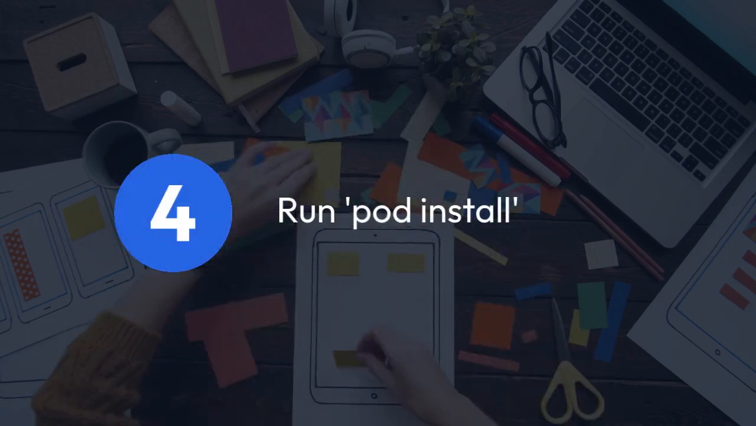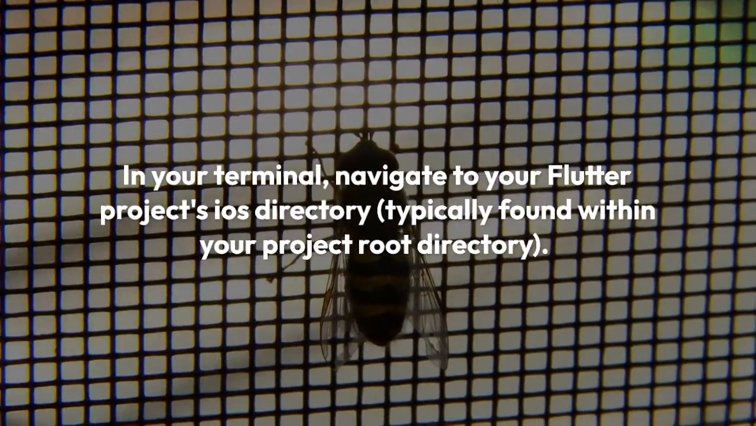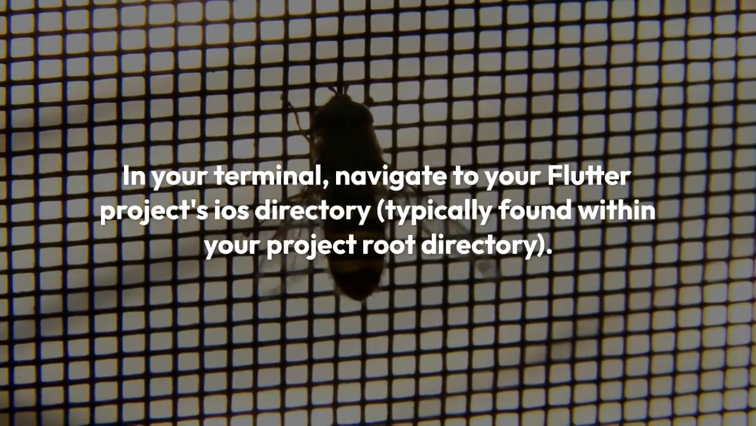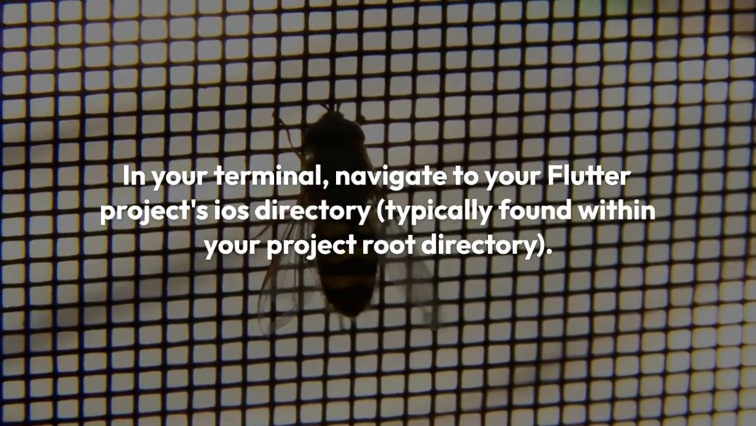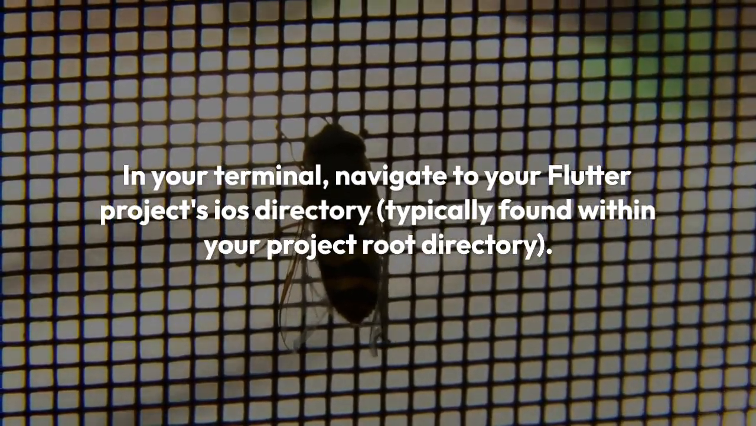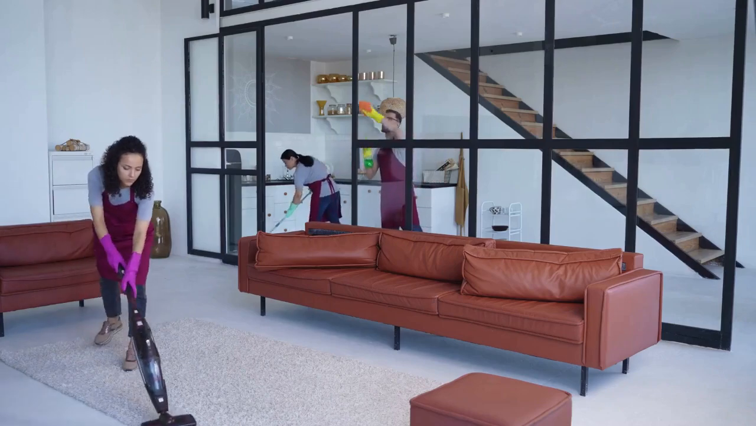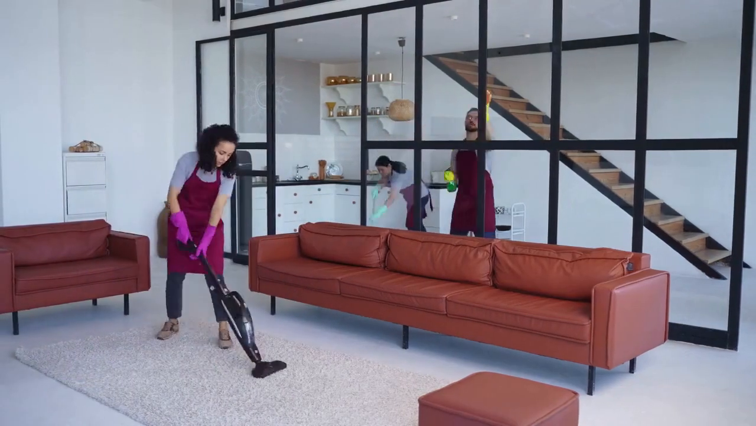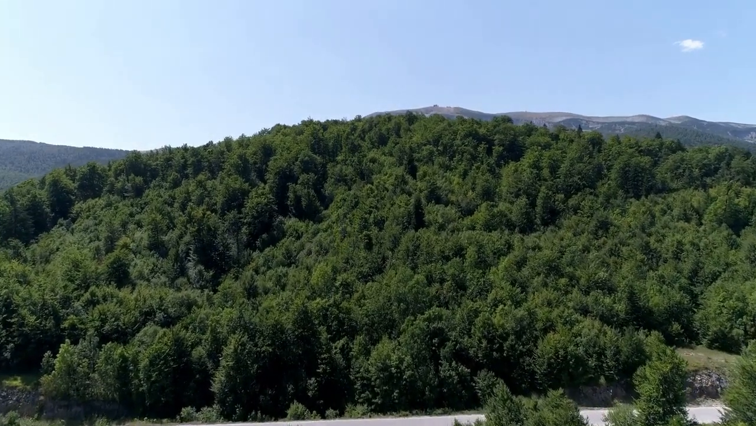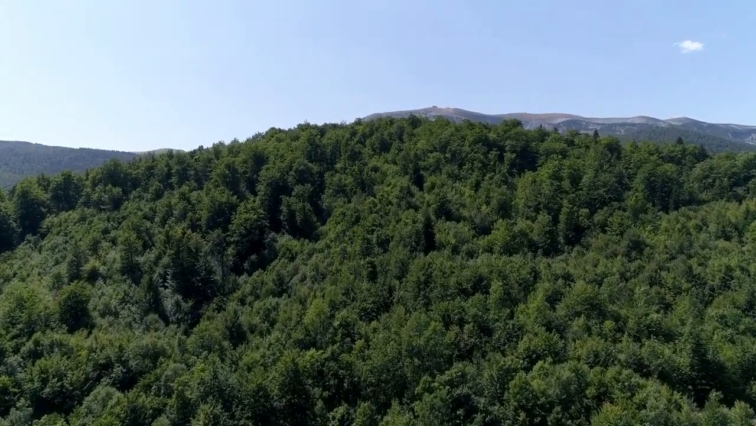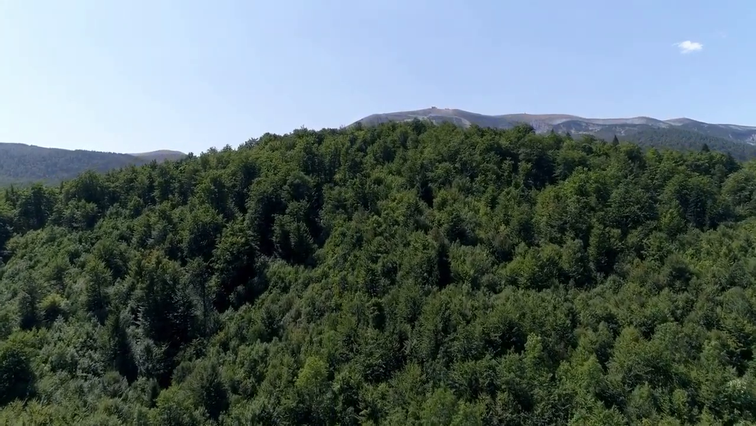4. Run pod install. In your terminal, navigate to your Flutter project's iOS directory, typically found within your project root directory. Then, execute the command pod install. This command installs the necessary CocoaPods dependencies, which are essential for your Flutter project to build successfully in Xcode. Ensure you have CocoaPods installed. If not, install it using sudo gem install cocoapods.